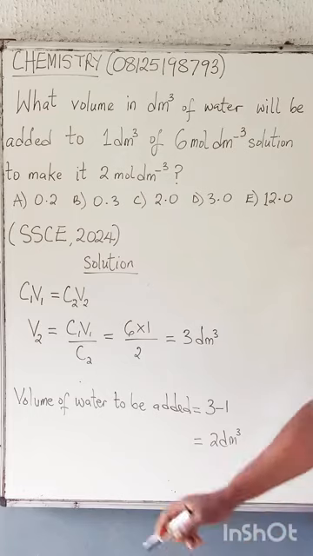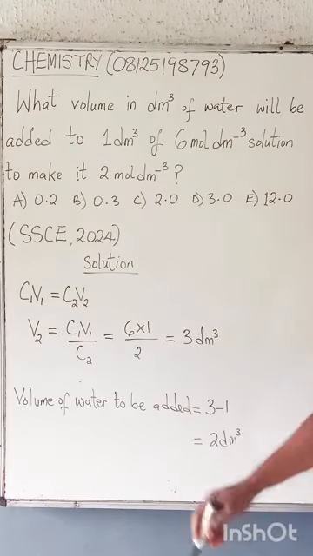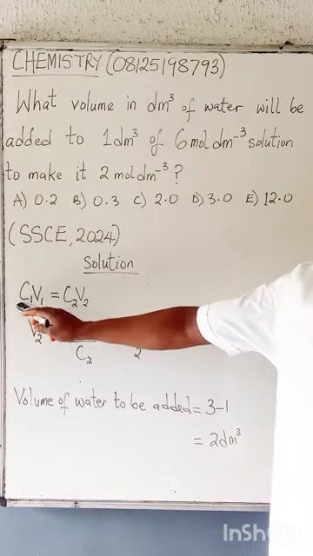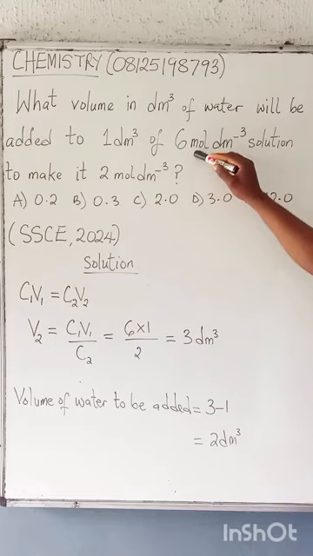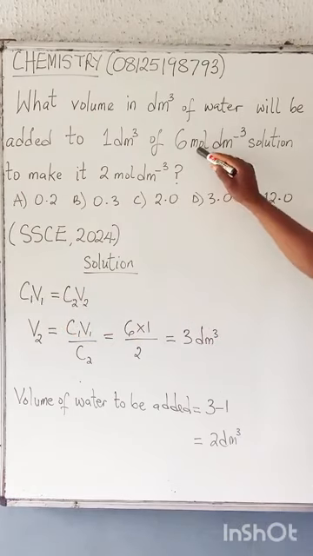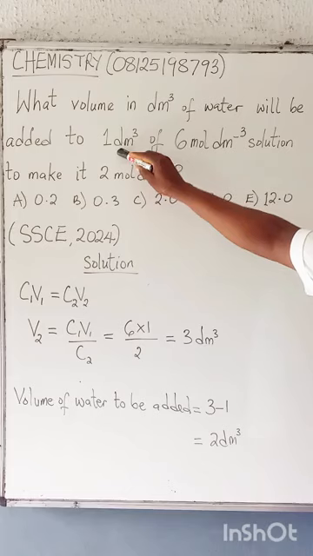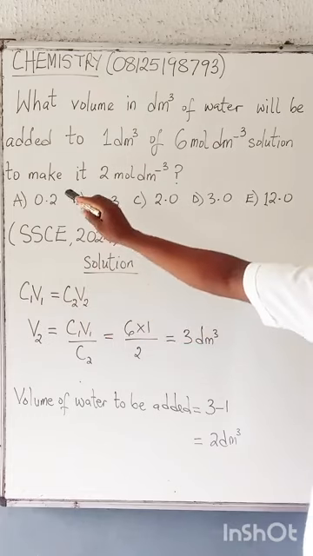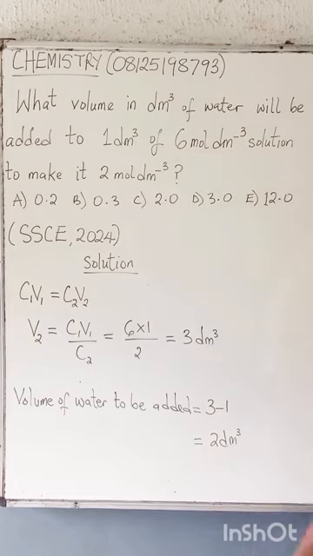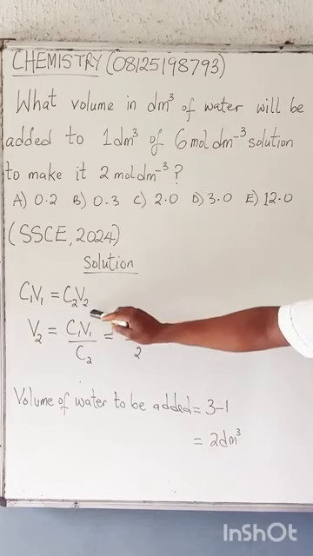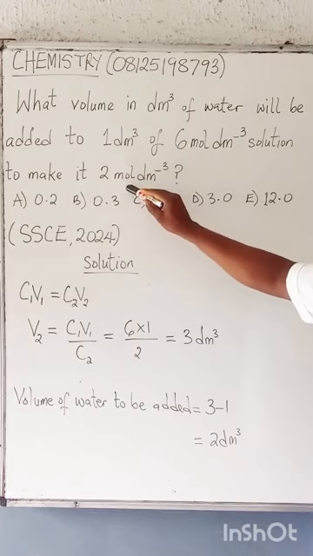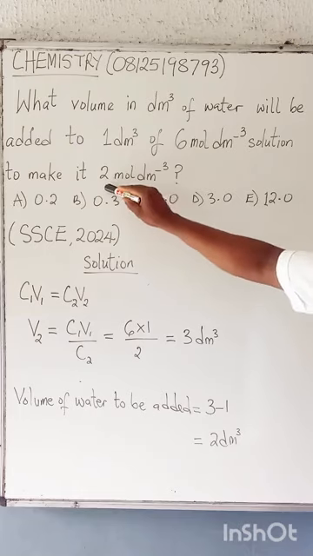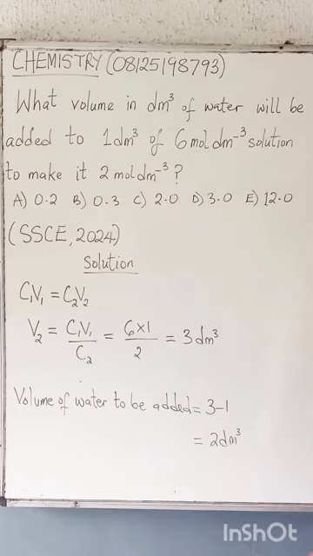The formula says C1V1 equals C2V2. What does C1 mean? C1 means the first concentration, the concentration of the first solution, which is this 6 mole per dm cubed. V1 is the volume of that first concentration, which is 1 dm cubed. Is that clear? C2 is the concentration of the second solution, which is 2 mole per dm cubed. Is that taken? And then V2 is the volume of this dilute solution that has a concentration of 2 mole per dm cubed.